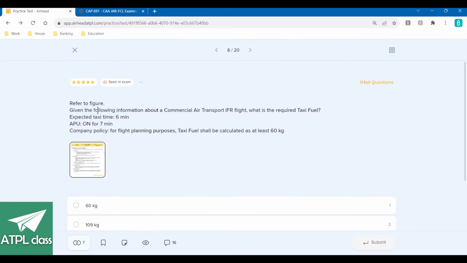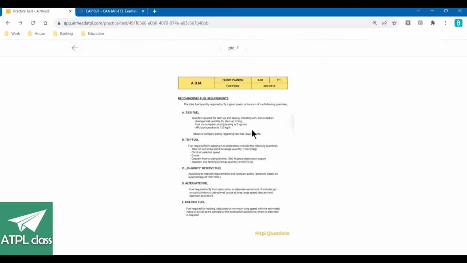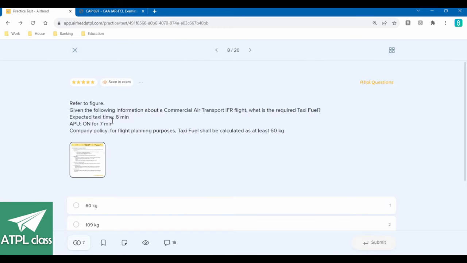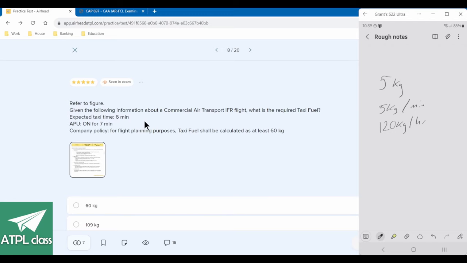Does it say if this is a 2-engine aircraft? Commercial air transport. Okay, fuel consumption during taxi is 5 kilograms per minute, and APU consumption is 120 kilograms per hour. Observe company policy regarding taxi fuel requirements. Okay, so expected taxi time 6 minutes and 5 kilograms. Sorry, let's get my little phone up again. So five, that's startup. That was taxi, and that was APU.